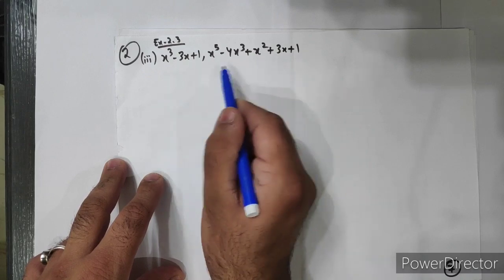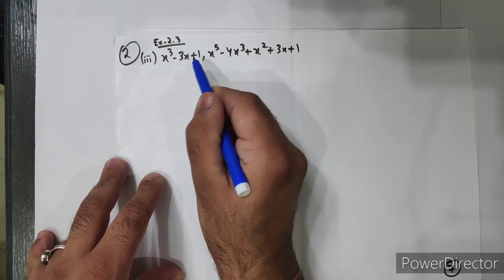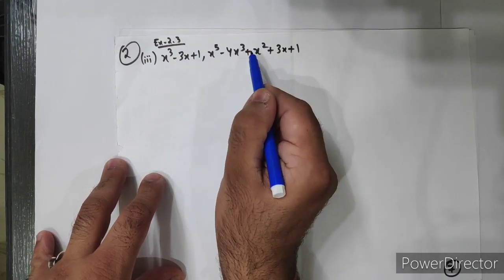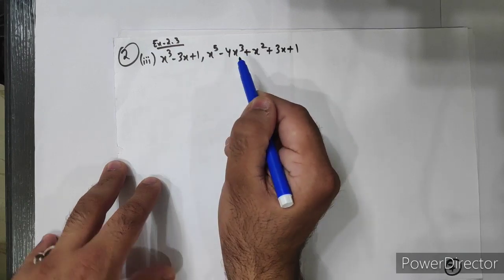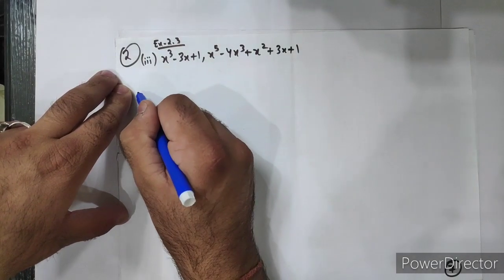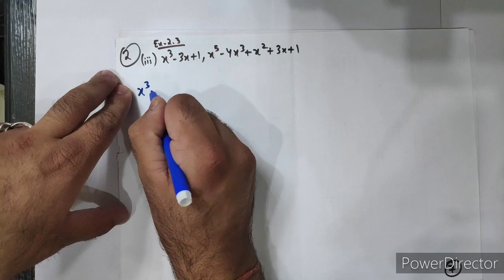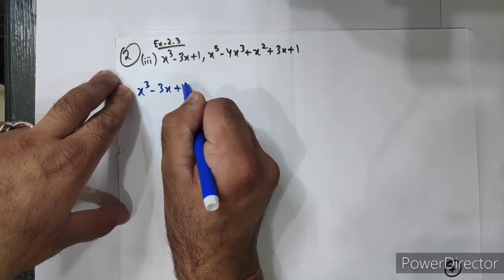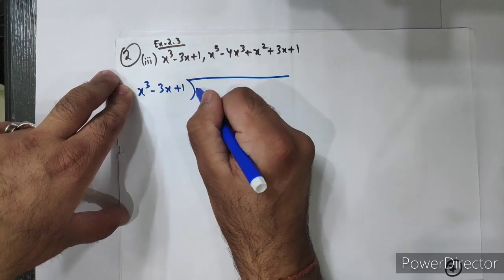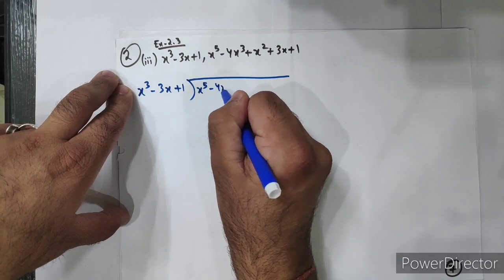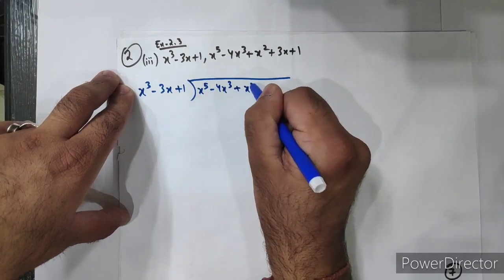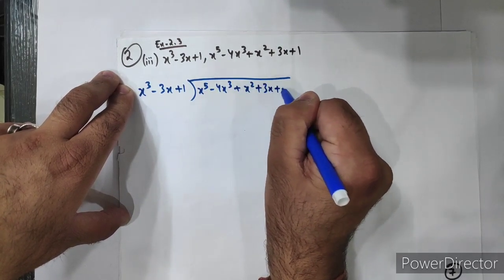If the remainder is coming out to be 0, then we can say that this polynomial is a factor of the other polynomial. Otherwise, it will not be a factor. Okay, so let us perform long division here. The first polynomial is x cube minus 3x plus 1, and the other polynomial is x^5 minus 4x cube plus x square plus 3x plus 1.